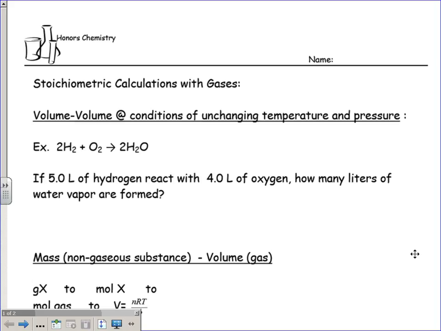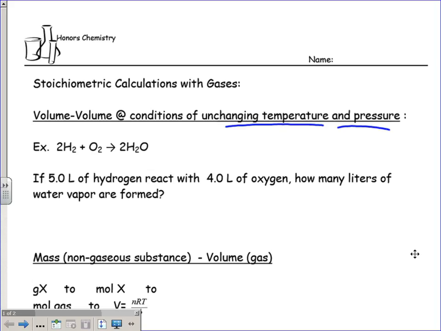So we had talked about this a little bit earlier, maybe even last unit, that under certain conditions, when you have unchanging temperature and pressure, we can treat those mole ratios as volume ratios. This is an extremely rare circumstance. It is not often that the temperature and the pressure are not changing. But when that does happen, it makes for a nice, easy problem for you, because all you have to do is apply a mole ratio.